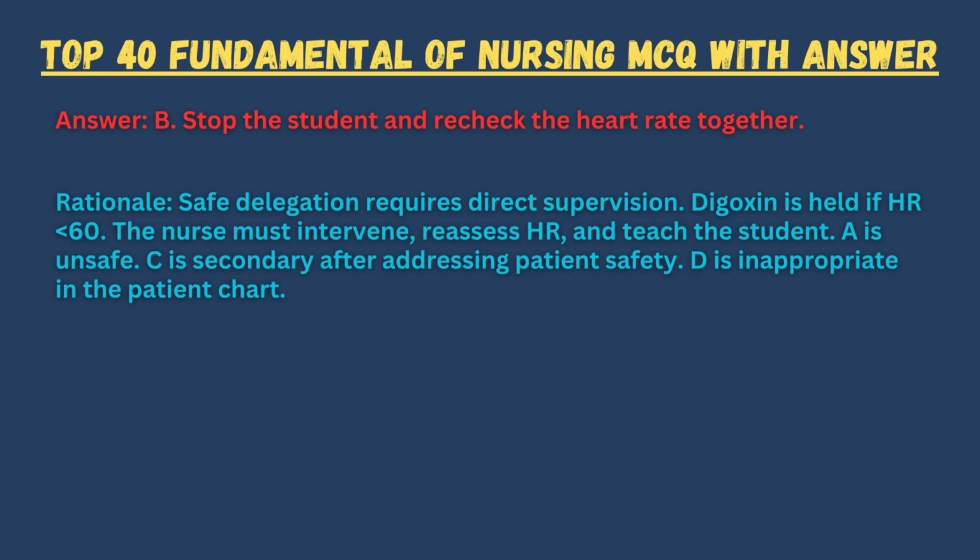Answer B. Stop the student and recheck the heart rate together. Rationale. Safe delegation requires direct supervision. Digoxin is held if heart rate is less than 60. The nurse must intervene, reassess heart rate, and teach the student. A is unsafe. C is secondary after addressing patient safety. D is inappropriate in the patient chart.